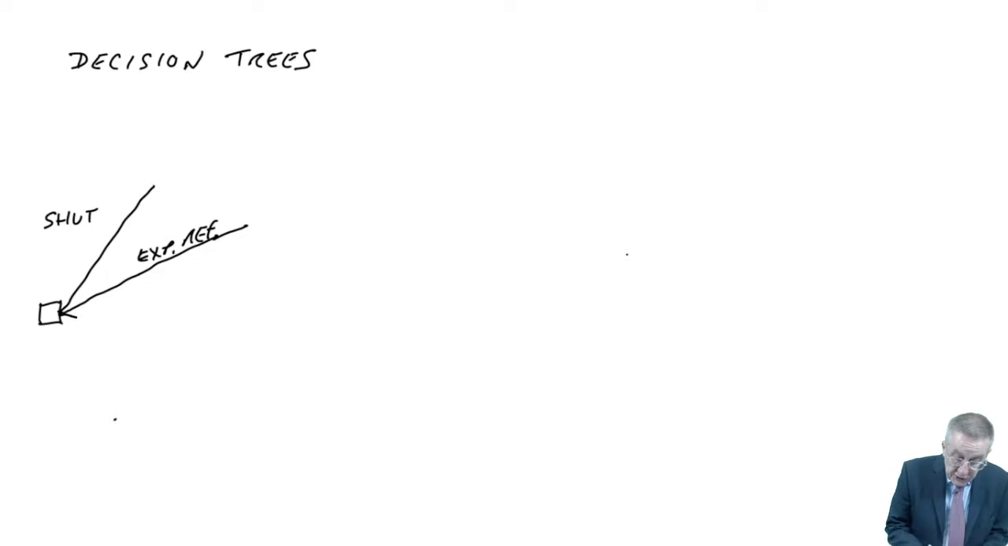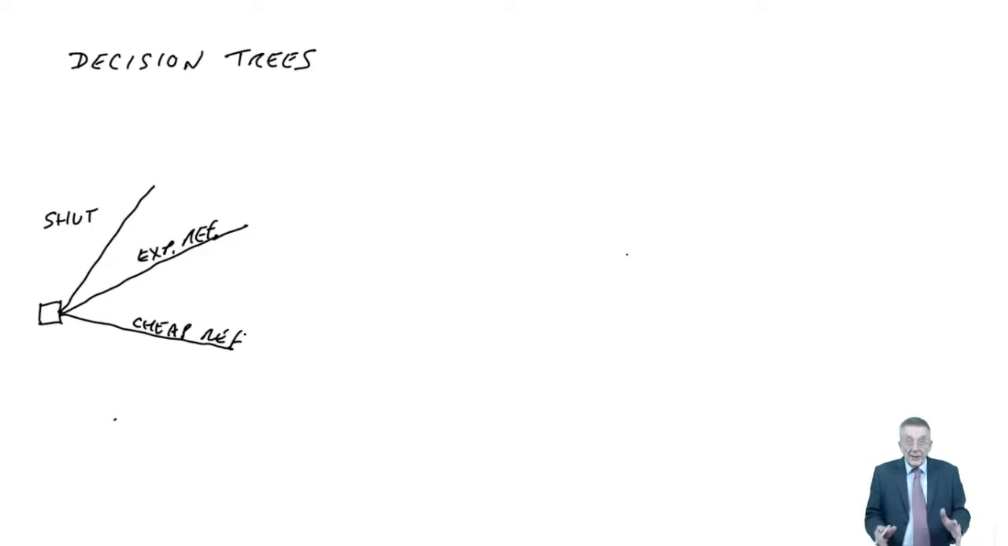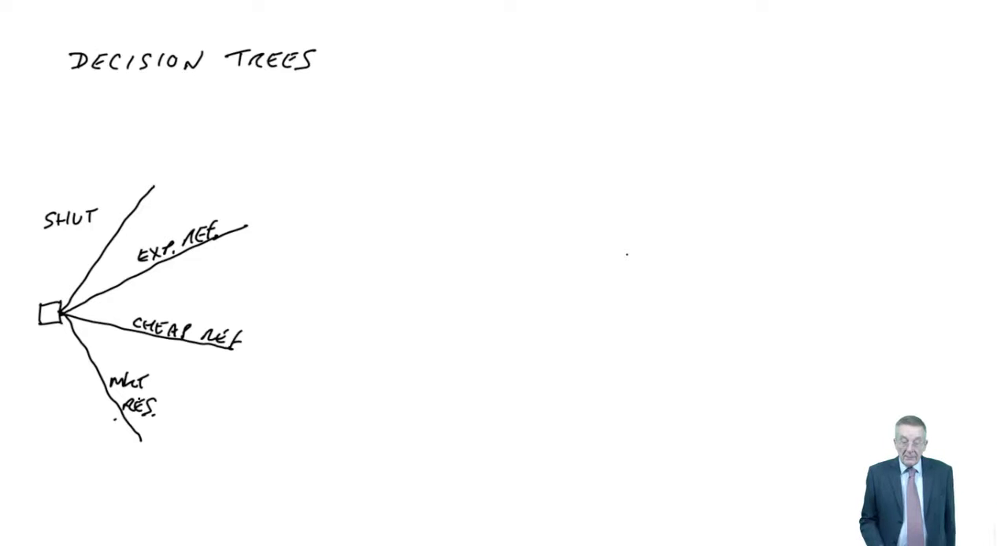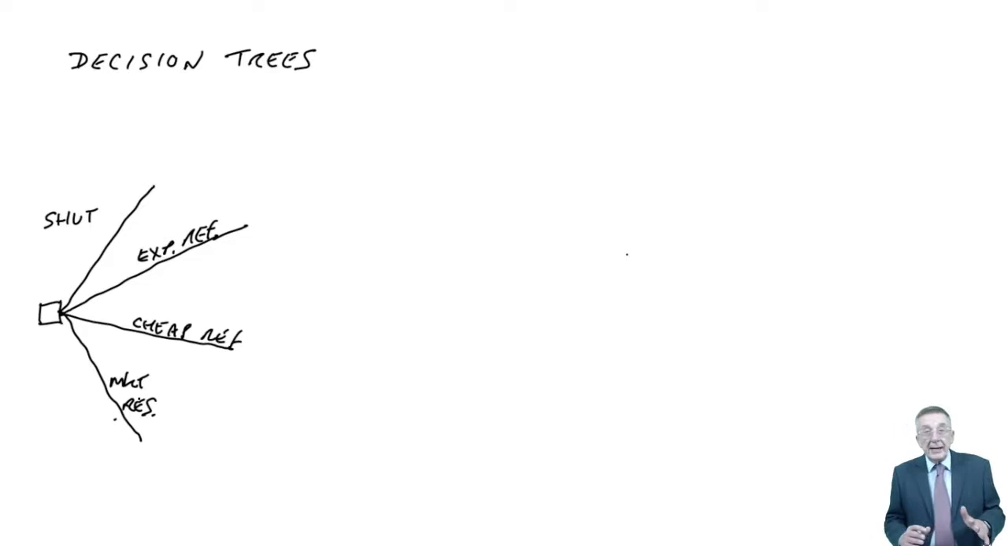We may decide on a cheap refurbishment. So those were the first three choices available. Or we found out at the end, instead, we could do market research and decide later. Now, what have I done there? That's what I mean by a diagram, and you can see why it's called a tree.